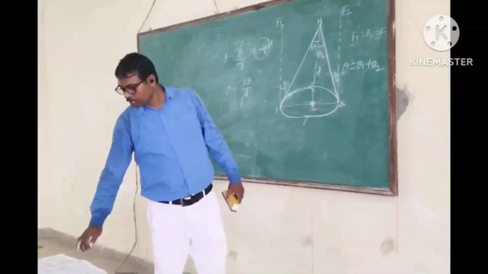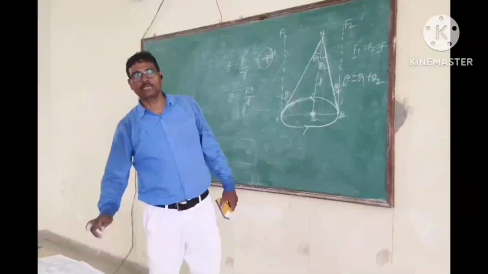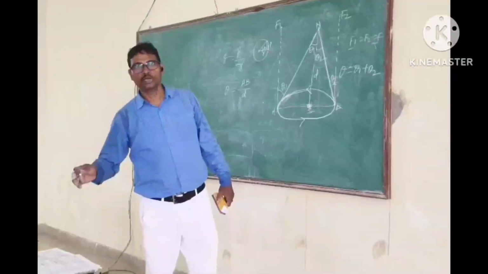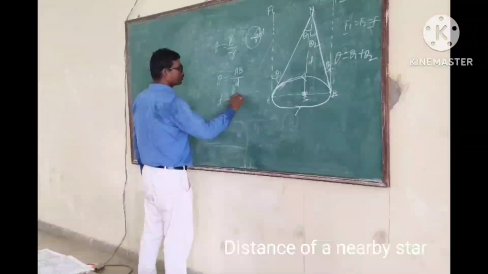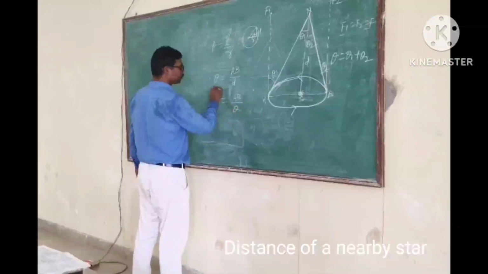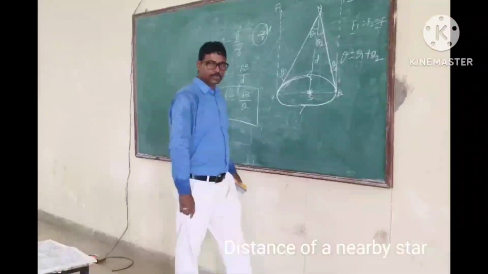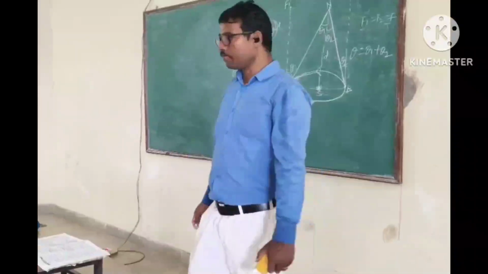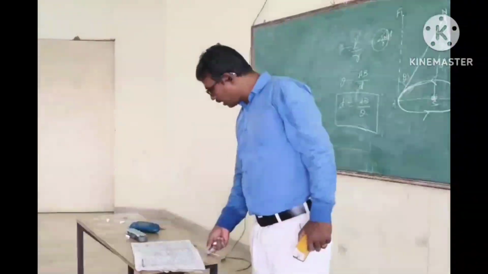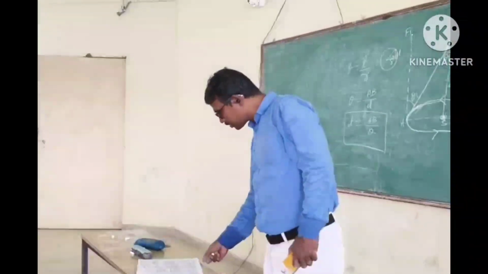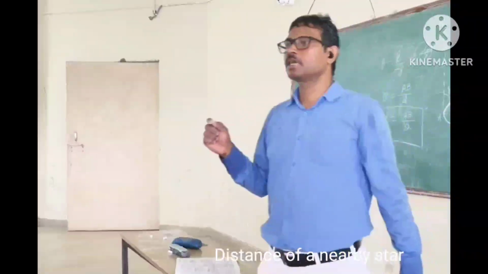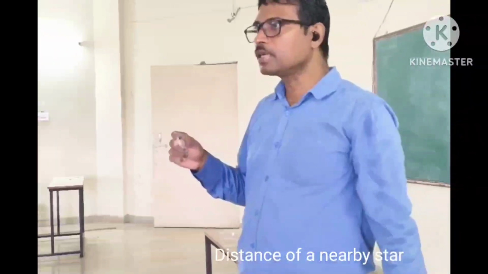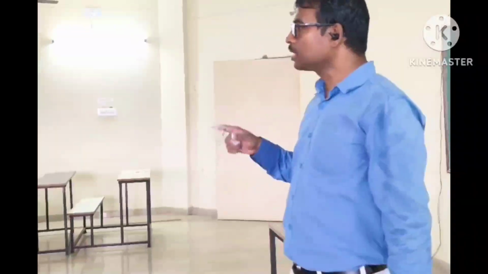So what do you have to calculate? You have to calculate the distance of the star from the Earth. So D is equal to AB by theta. So by knowing the value of AB and theta, we can measure the distance of the star. Yes or no? But this application is only used when the distance is less than 100 light years.